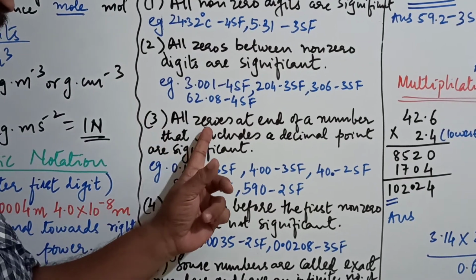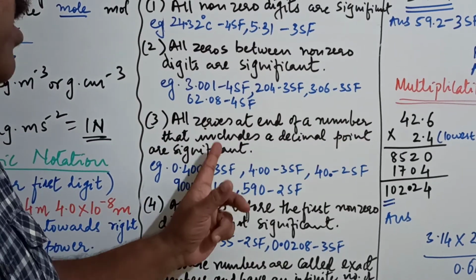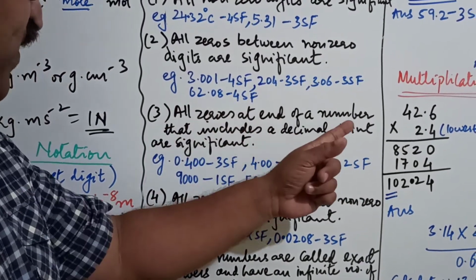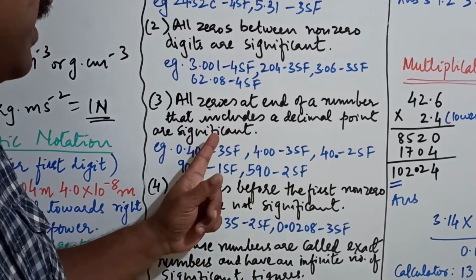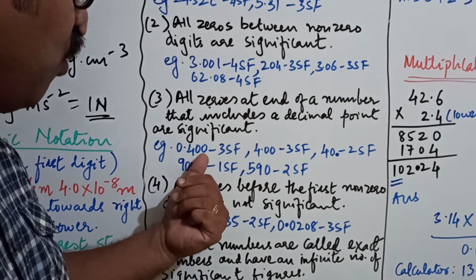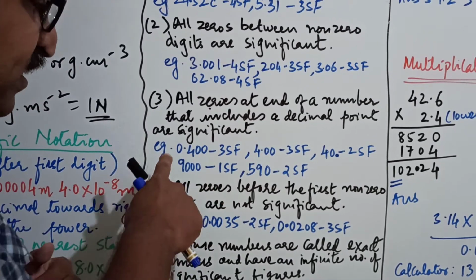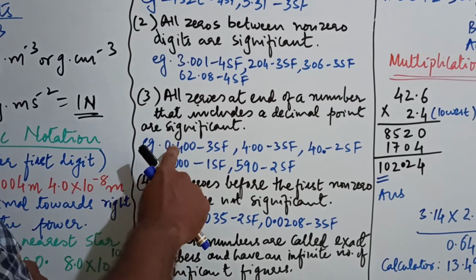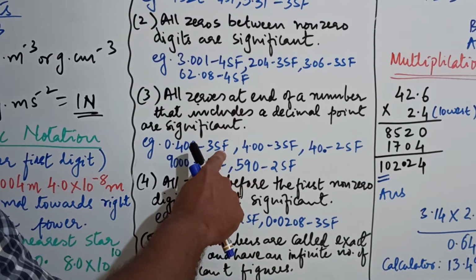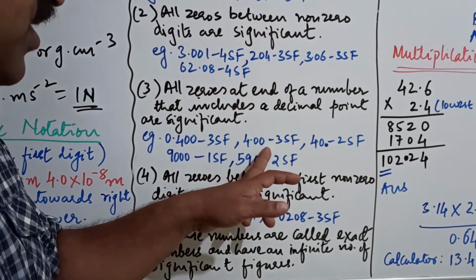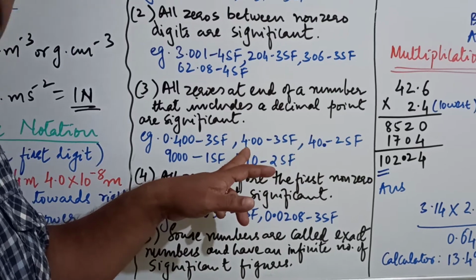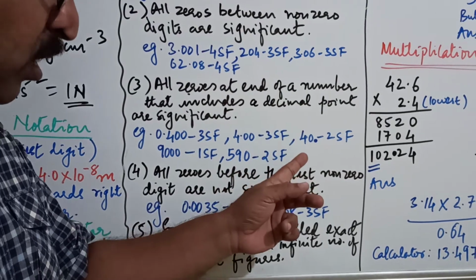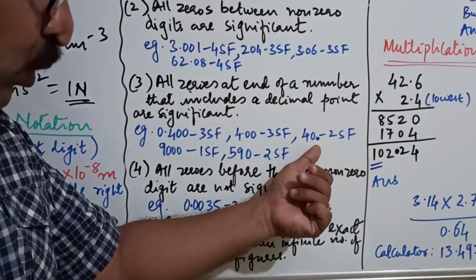Third rule. All zeros at the end of a number that includes a decimal point are significant. Again I repeat, all zeros at the end of a number that includes a decimal point are significant. Here 0.400. Now this 0 is not significant, but the zeros which come to the right are significant because of the decimal. So 400, 3 significant figures. 4.00, 3 significant figures, because they are coming after the decimal. 40 point. See, try to understand 40 point. So 1 and 2, 2 significant figures.